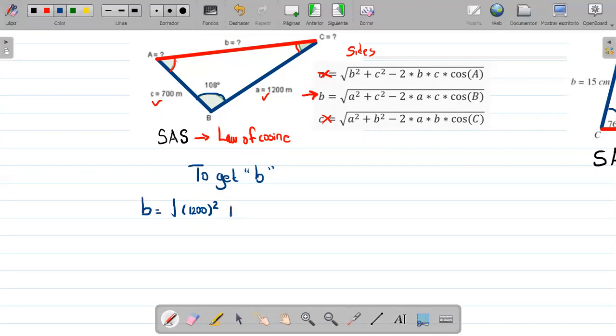So then we have plus 700 meters, which is related with the value of C, to the second power. And the rest, which is minus 2 times the value of A, which is 1,200, times C, which is 700, like we said, times the cosine. It looks too long, but not too much. It's just that it takes time to make that calculus. So cosine of 108.